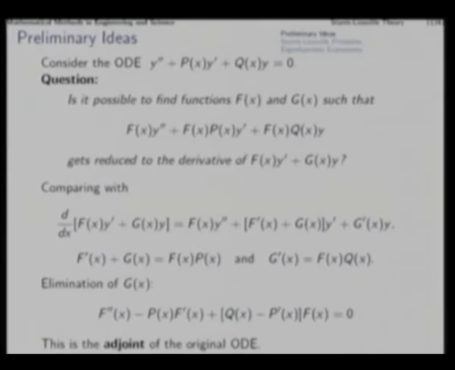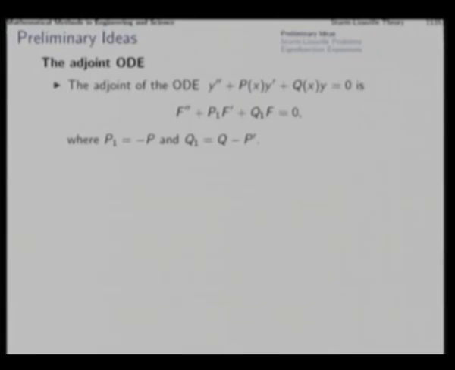So, the next question that we ask is: what are the properties of this adjoint? For example, till now we have seen that the adjoint of this differential equation turns out to be this, where the coefficients of y double prime and f double prime are 1 in both cases. If the original differential equation had a coefficient p of x here, then the adjoint will have p 1 of x, which is just the negative of p.